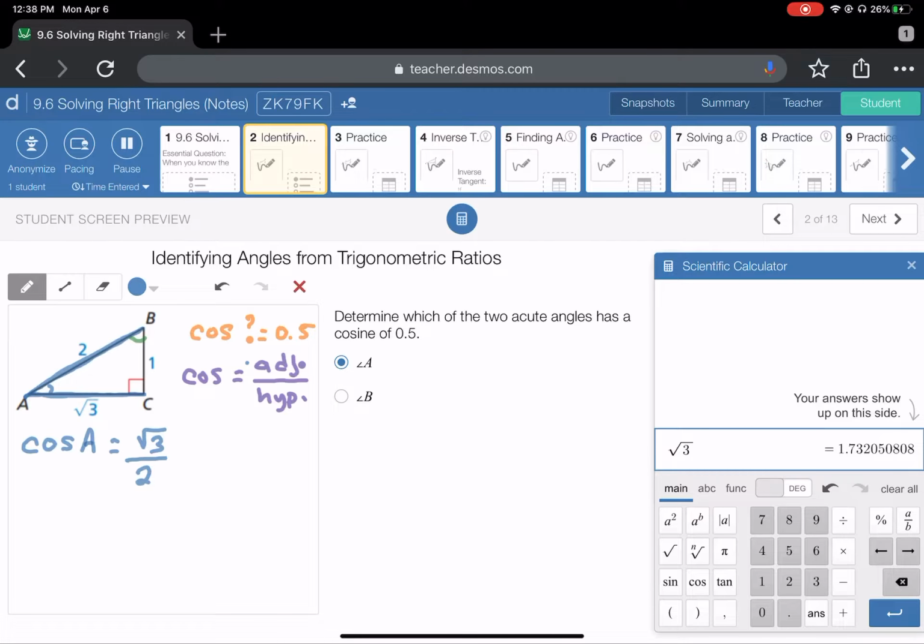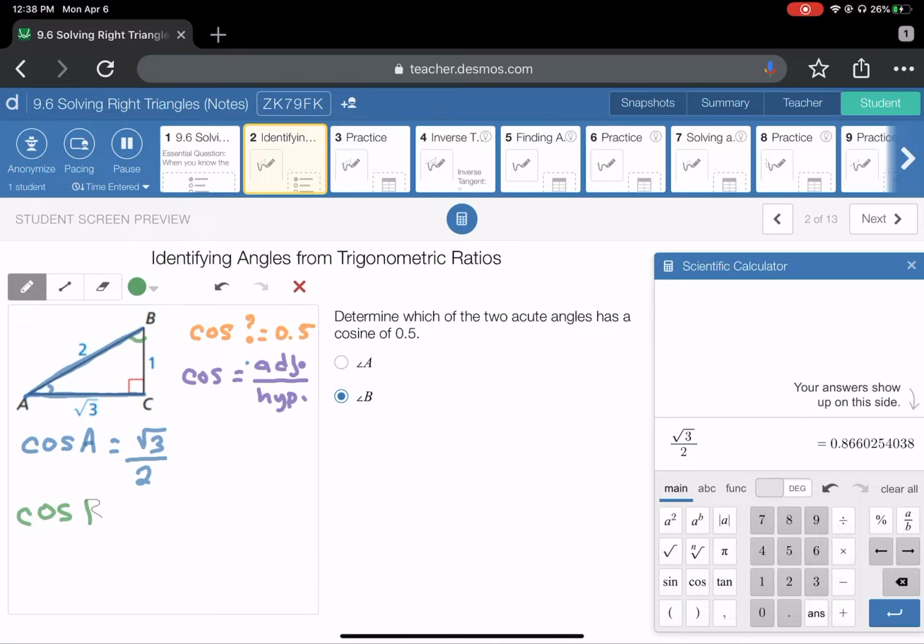Square root of 3 over 2 is 0.8660254, and so on. So that's not 0.5. So we know that our answer is going to be B. Let's verify that using the cosine rule. If we do the cosine of B, that's going to be the adjacent side, which is 1, over the hypotenuse, which is 2. And we have 1 over 2, which is 0.5. So angle B is the angle that has a cosine of 0.5.